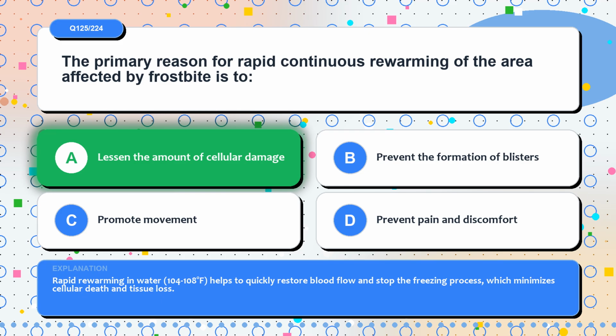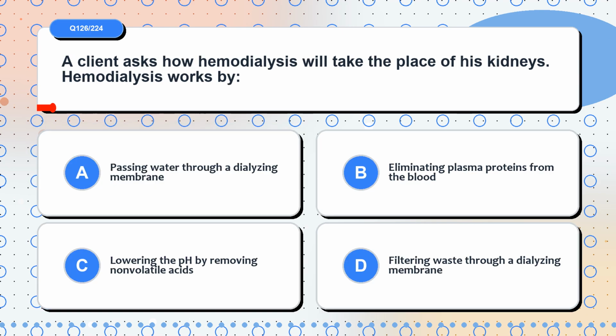Question 126. A client asks how hemodialysis will take the place of his kidneys. Hemodialysis works by. Here are the options. Option A. Passing water through a dialyzing membrane. Option B. Eliminating plasma proteins from the blood. Option C. Lowering the pH by removing non-volatile acids. Option D. Filtering waste through a dialyzing membrane.